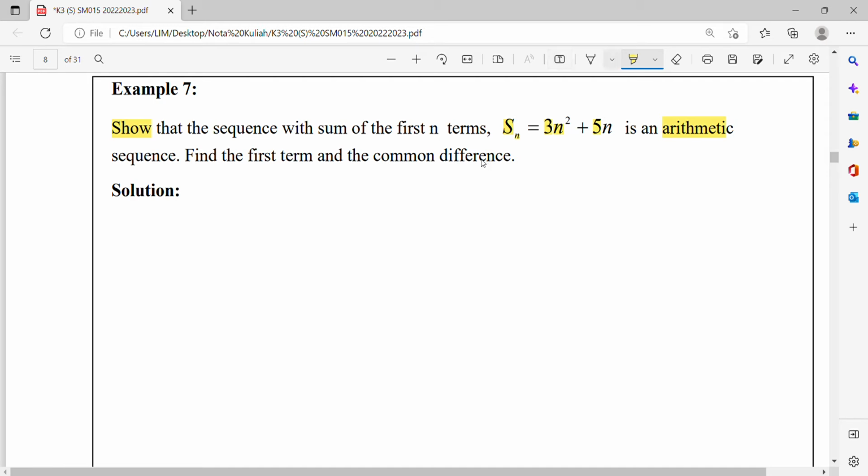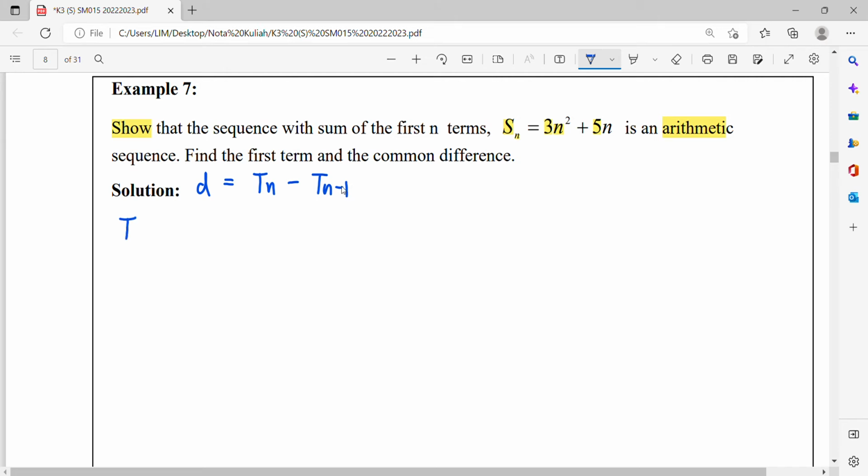The arithmetic sequence has the property of a common difference. So you must show your sequence has a common difference. How do you get the common difference? It will be Tn minus the term before it, like T2 minus T1. So you have to try out whether you get a common difference, whether you get a constant value when we take Tn minus Tn minus 1. So we find our Tn first.